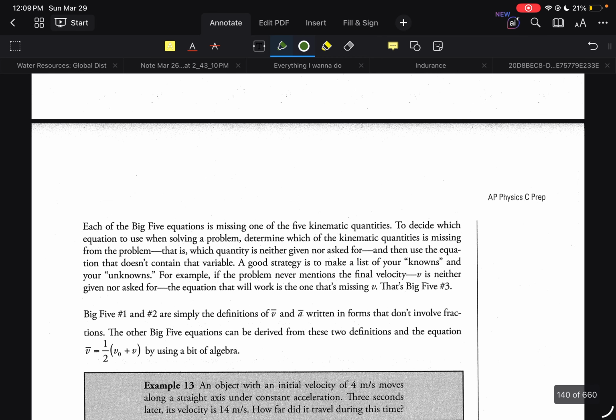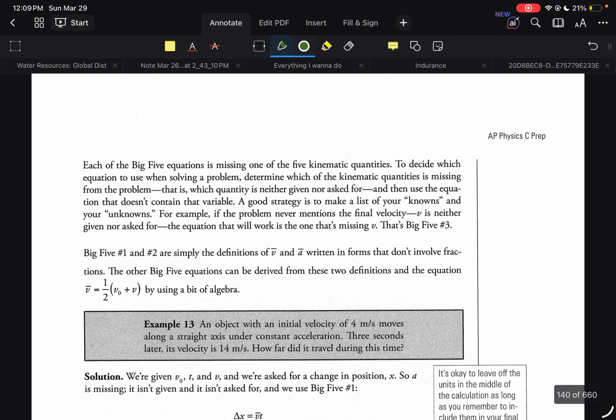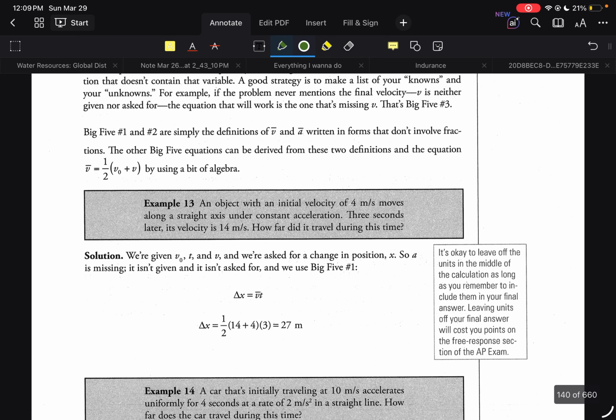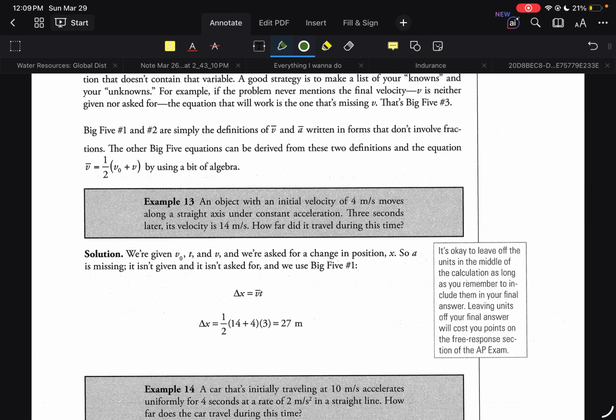Each of the Big Five equations is missing one of the kinematic quantities, so you just see which one's missing. Big Five 1 and 2 are simply the definitions, and the other Big Five can use these and a bit of algebra.